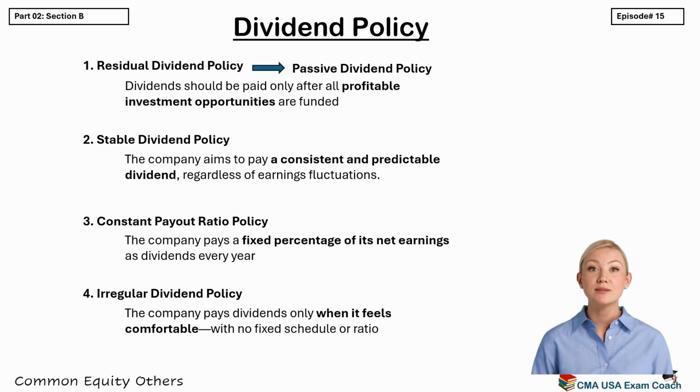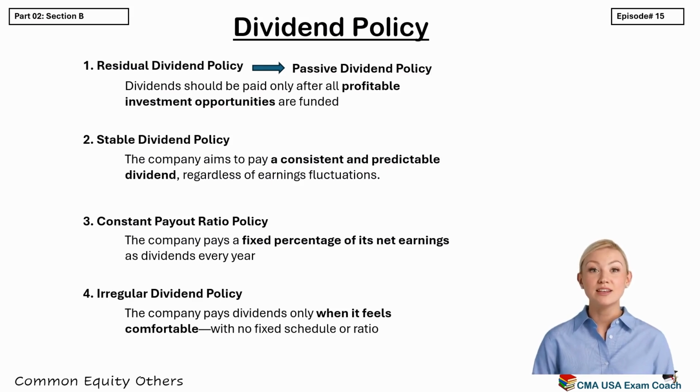Third, we have the constant payout ratio policy. Here, the company pays a fixed percentage of its net earnings as dividends every year. For example, it might declare that 40% of its profits will be paid as dividends. As profits grow or shrink, the dividend amount will also vary. This policy maintains a strong link between performance and payout, but results in fluctuating dividend income.